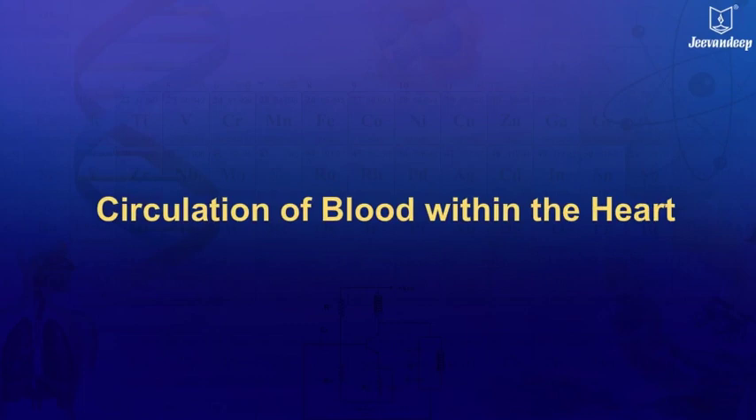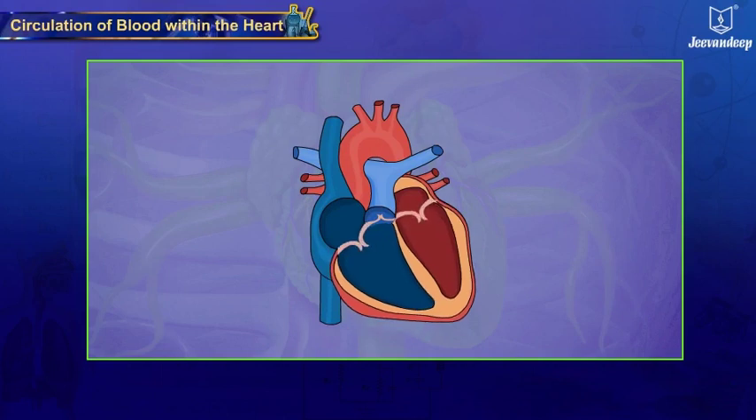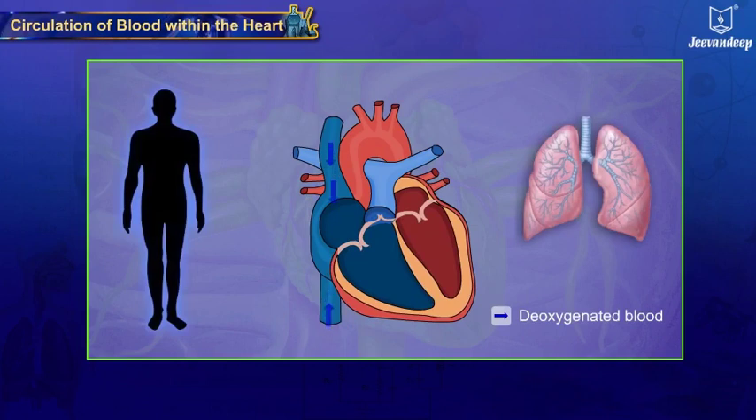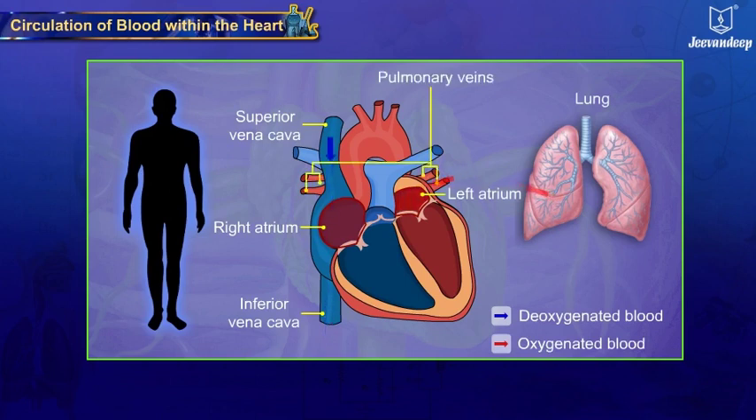Circulation of blood within the heart. Atrial muscles relax, increasing the internal volume. The deoxygenated blood collected from different organs of the body is poured into the right atrium via two large veins called vena cava. At the same time, the left atrium receives oxygen-rich blood from the lungs simultaneously through 4 pulmonary veins.